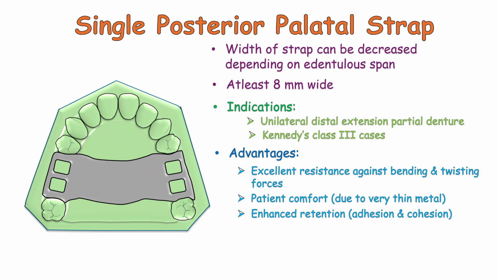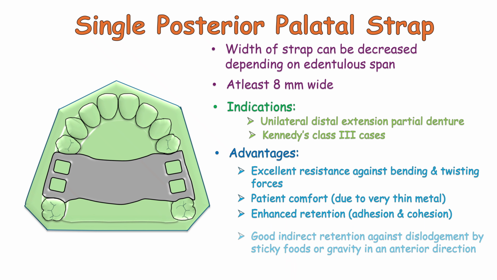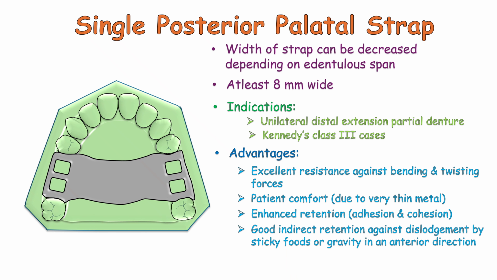It has enhanced retention. It has good indirect retention against dislodgement by sticky foods or gravity. It has the property of the L-beam or L-bar principle, that is, both the anterior and posterior segments are connected by the longitudinal segment on each side. Due to the 4-sided closure of the denture, it offers good resistance to the major connector.